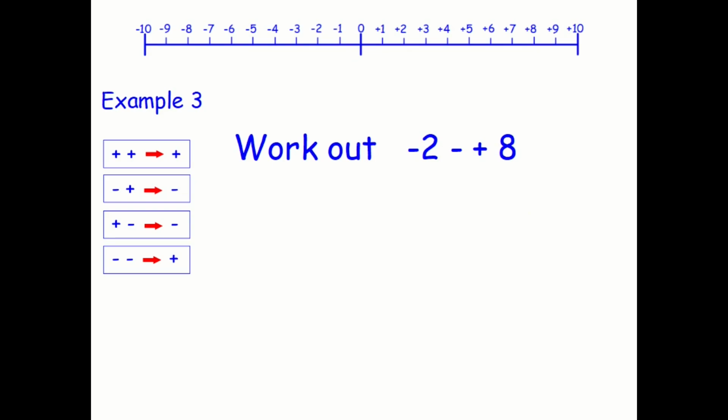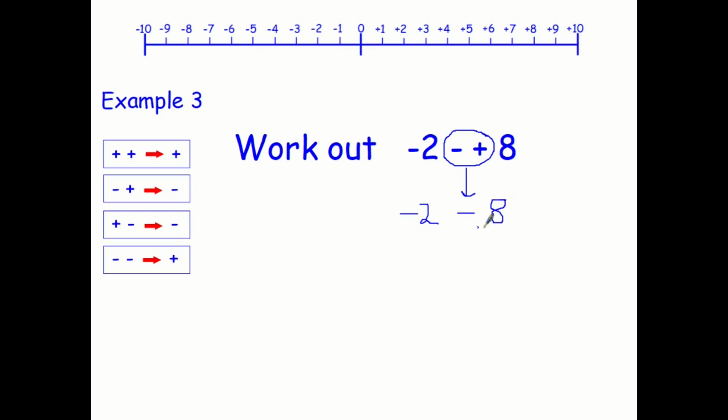Example 3. Work out minus 2 minus plus 8. So here I've got, well, now there's 3 signs that you've got to think about. But remember, these rules only apply when you're adding and subtracting numbers, when the signs are next door to each other. So here I'm going to make that a minus. So my new question is minus 2 minus 8.